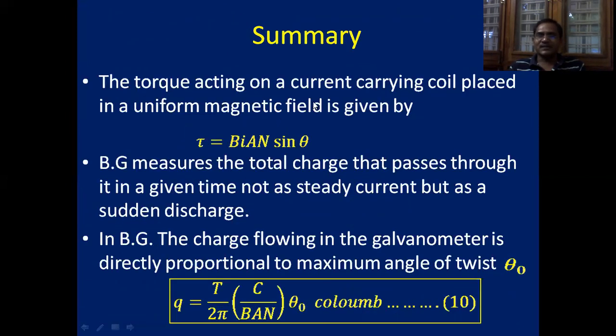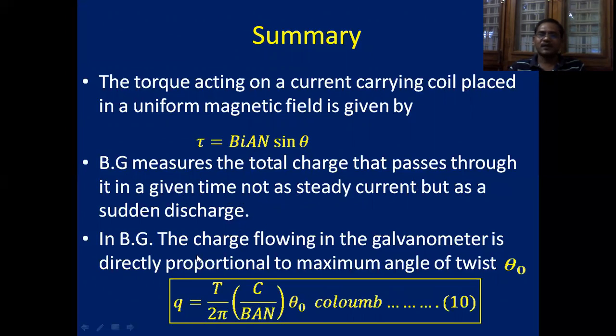The summary of this lecture. So what we discussed now, the torque acting on the current coil when it is placed in the uniform magnetic field is given by tau equals B I A N sin theta, where theta is the angle between the normal drawn to the plane of the coil and the external field direction. The ballistic galvanometer measures the total charge that passes through it in a given time, not as a steady current, but as a sudden discharge.